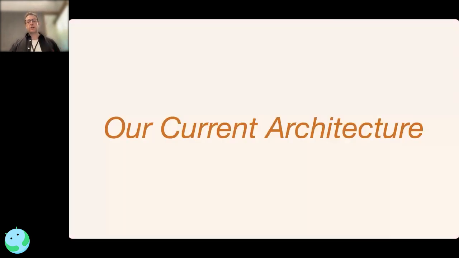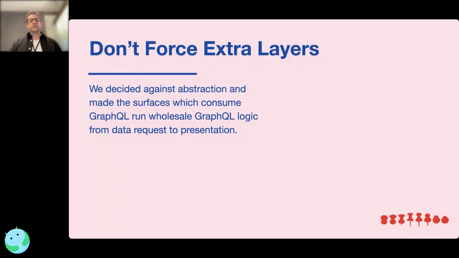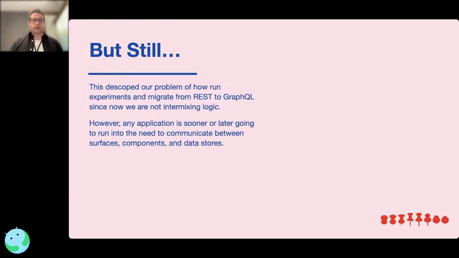So our current architecture, like I said, we decided against abstraction to not force those extra layers. The surfaces which consume GraphQL run wholesale GraphQL logic from data request to the presentation layer. But still, like I said, this descoped our problem of how to run experiments and migrate from REST to GraphQL since we're not intermixing the logic.